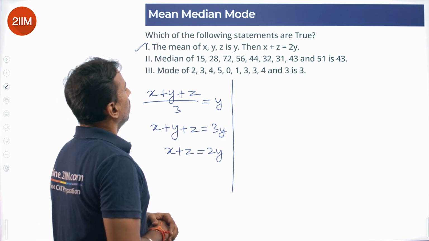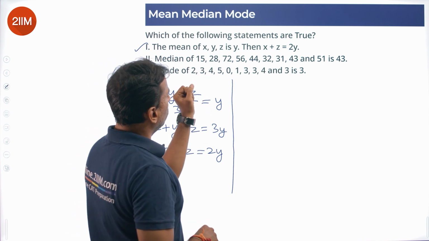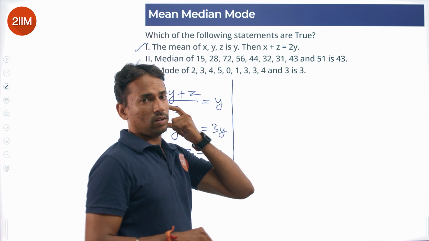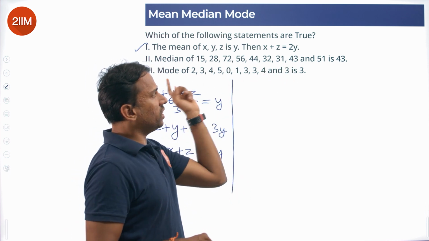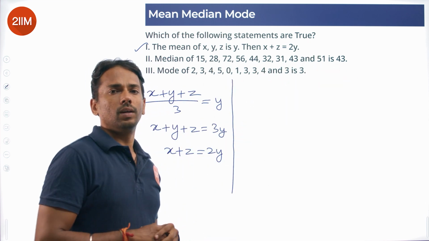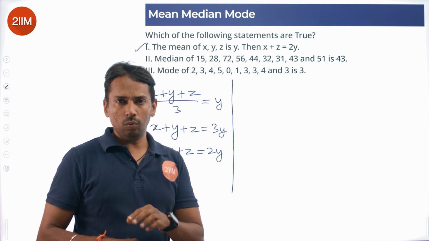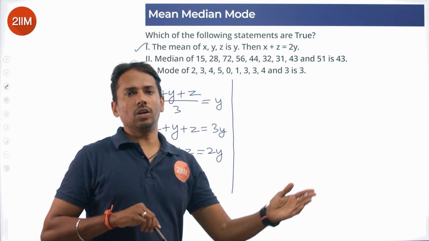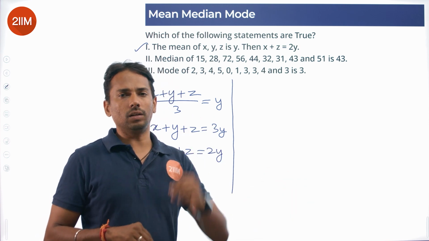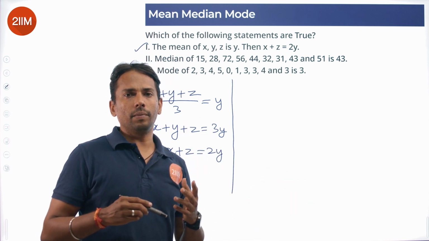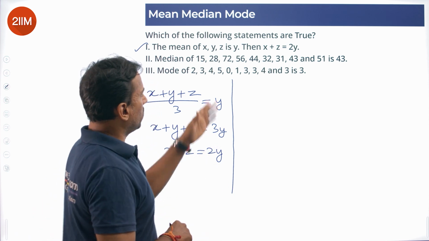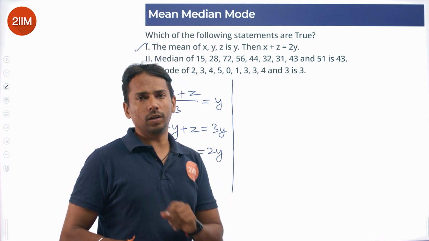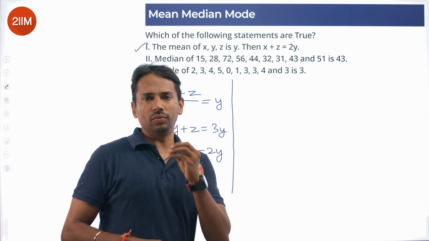The second one says the median of, there are 1, 2, 3, 4, 5, 6, 7, 8, 9 numbers. The median of these 9 numbers is 43. Median means, by definition, we have to arrange these numbers in ascending or descending order. Then we pick the middle term. That's the meaning of median. So here we have 9 numbers. We'll arrange them and pick the 5th term, because out of 9, the middle number will be the 5th term.